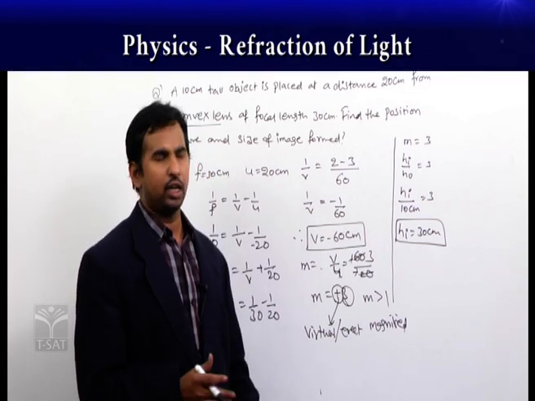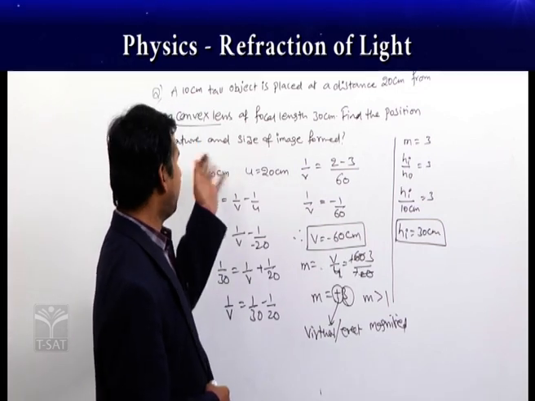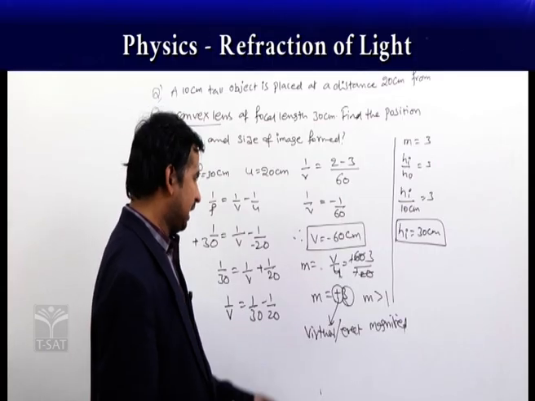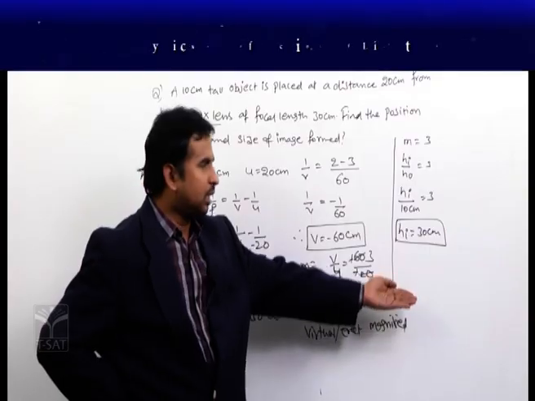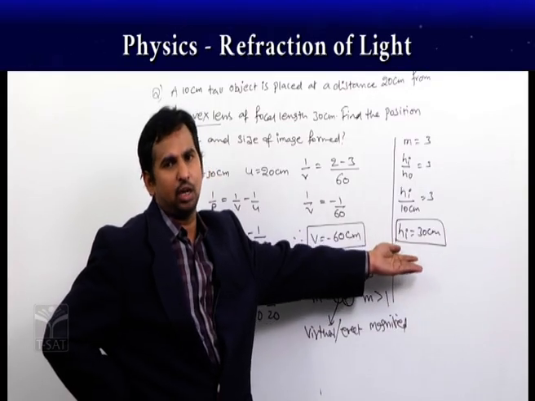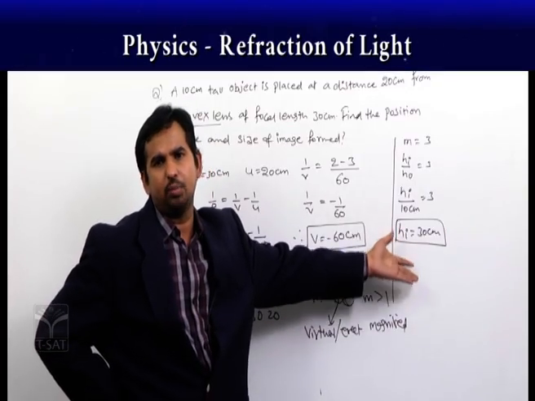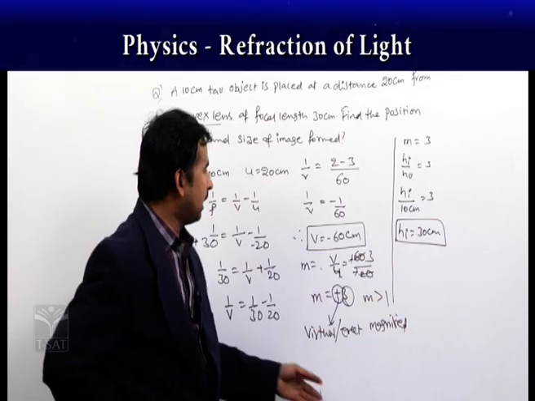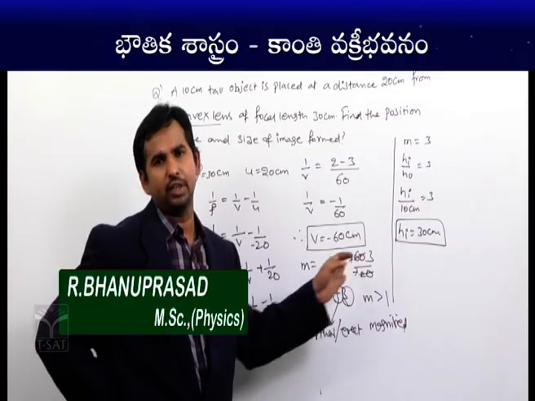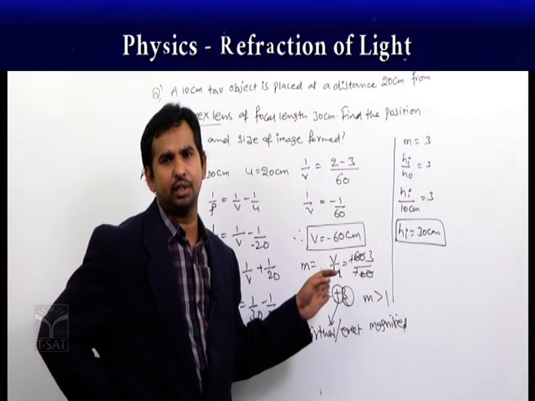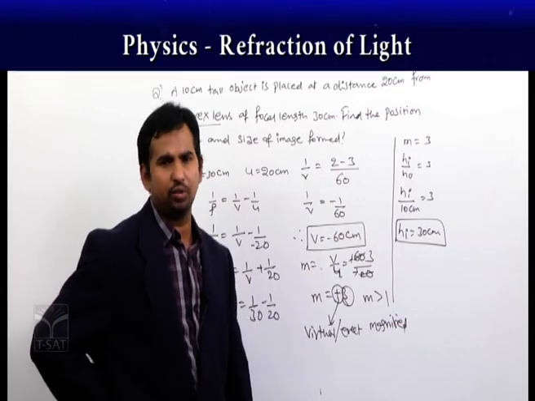So finally, the image characteristics and nature of the image formed here are: virtual, erect and magnified, with a magnification of 3 times. That is why the size of the image formed here is 30 centimeters, and the position of the image is on the same side as the object, as we are getting minus 60 centimeters.